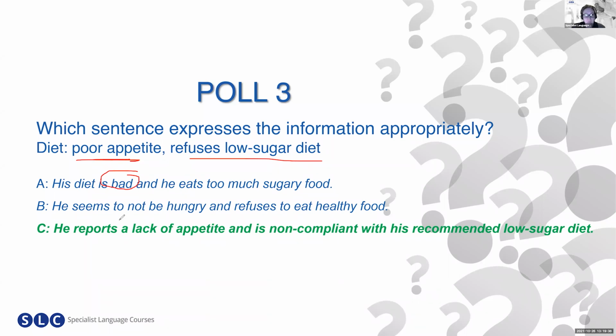So sentence B, in terms of content, is correct. However, he refuses to eat healthy food, again, it's a little bit judgmental. And maybe he does eat healthy food, but he also eats a lot of sugar. So we need to make sure that we're representing things correctly and using the right words. So he reports a lack of appetite, non-compliant with his recommended low sugar diet. Here you're using formal professional language.